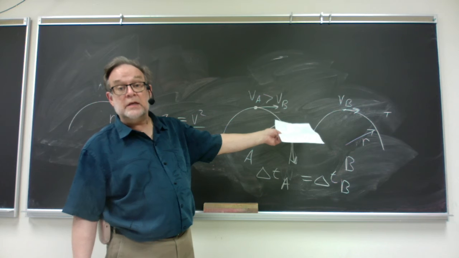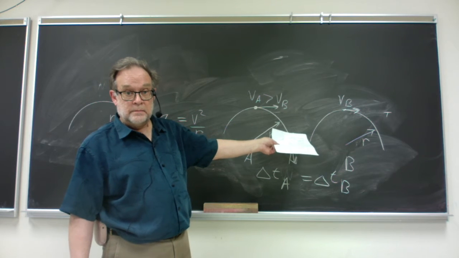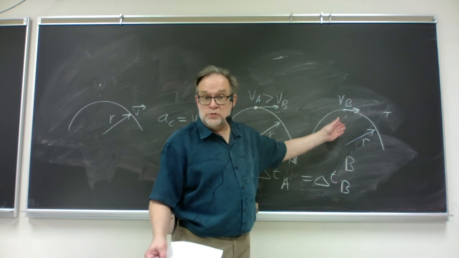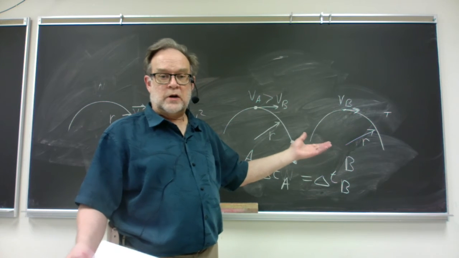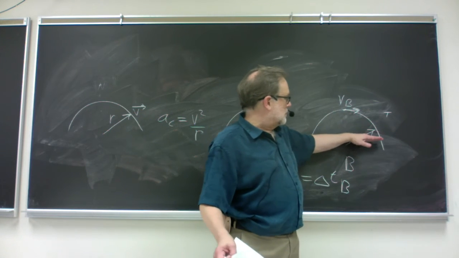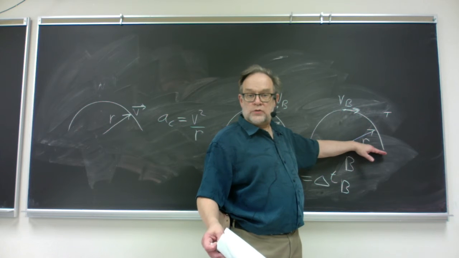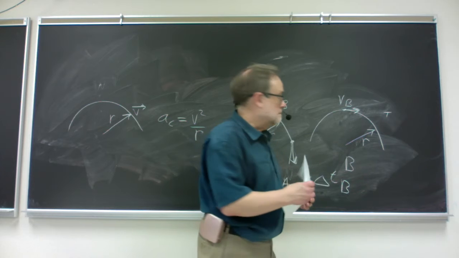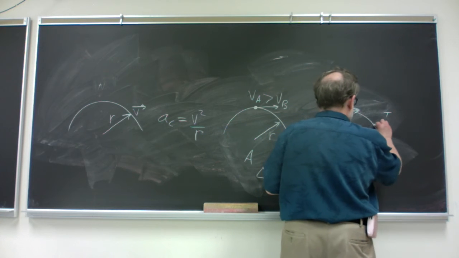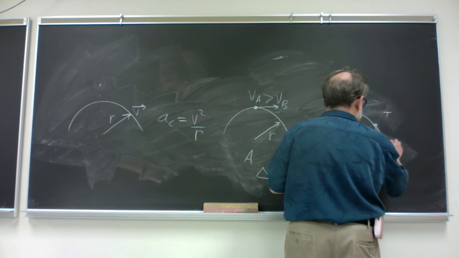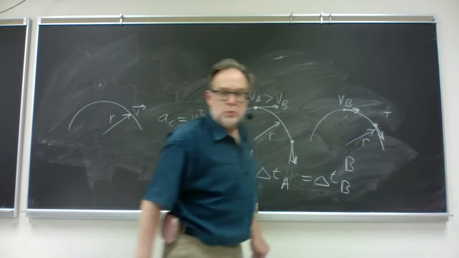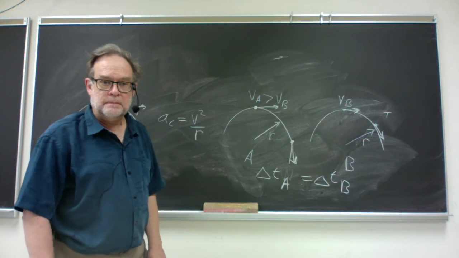But since B is moving slower, if I watch it for the same amount of time, the thing that moves slower does not travel as far. It's not going to go all the way through a quarter of a circle. It'll go through something less. Let's say it only gets this far. So at that moment, the final velocity points in a direction like that.